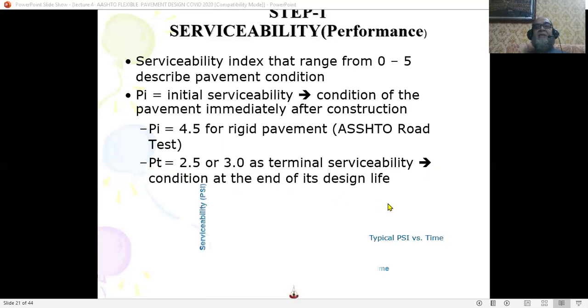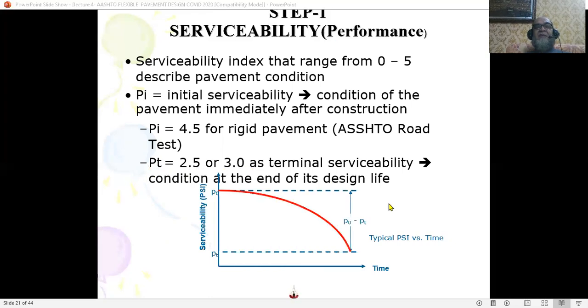So this is the typical graph that we discussed previously in AASHTO flexible pavement. This is delta PSI, P naught minus PT. So if it is 4.5 and PT is 2.5, this value becomes 2, or 4.5 minus 3, that is 1.5. This is how serviceability is taken in AASHTO, the same as we did previously in flexible pavement design.